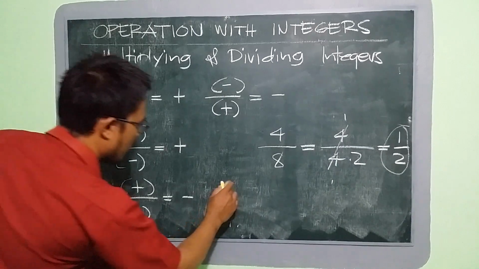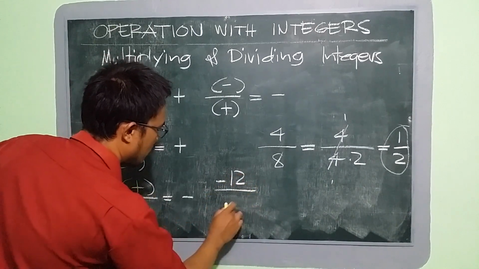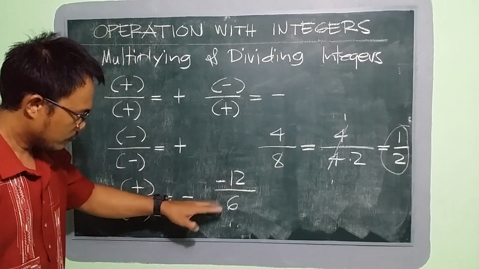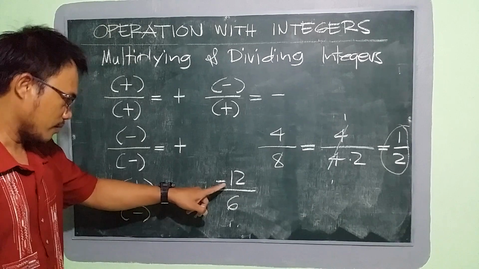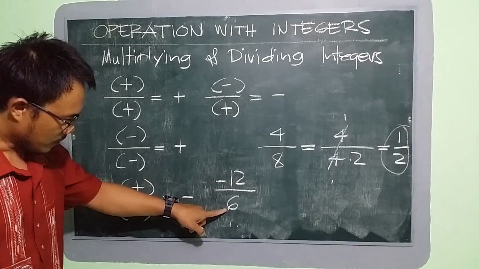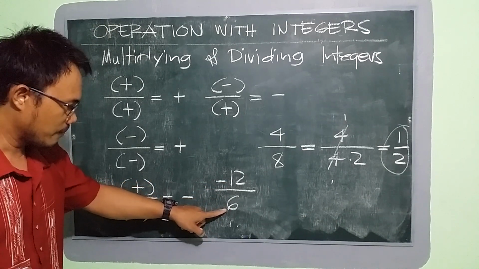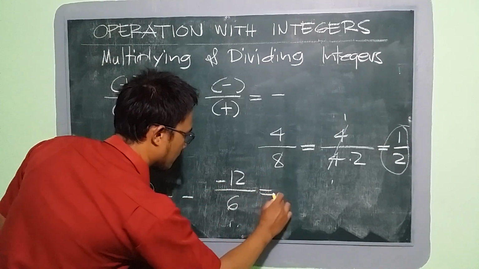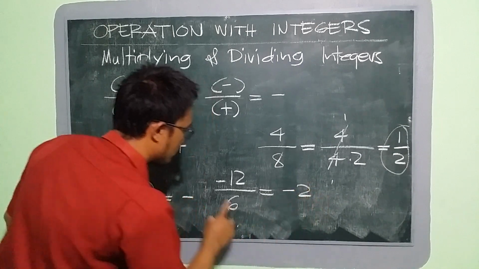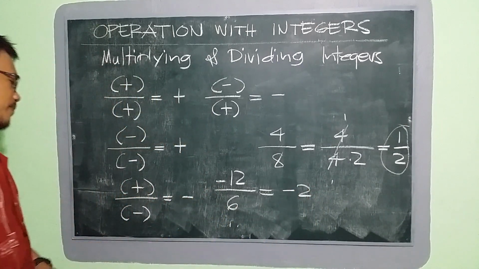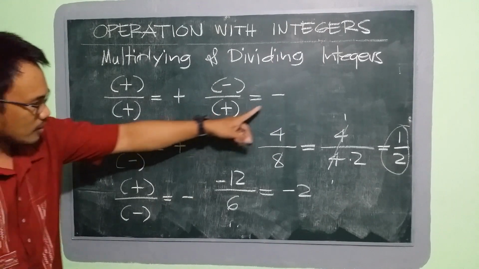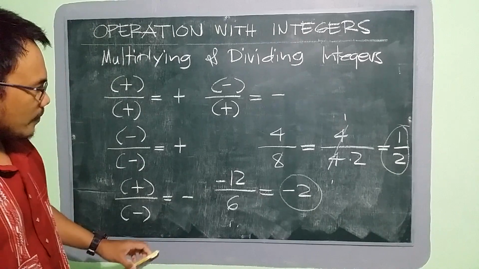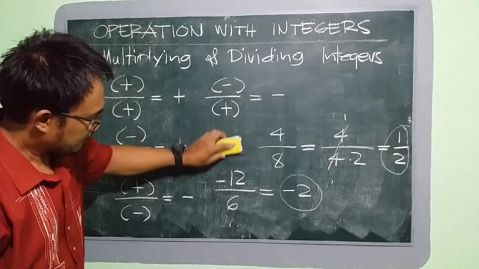Now how about if we have negative 12 over positive 6? Since we have two different sign numbers, one is negative and the other is positive. Negative 12 divided by positive 6, the result is negative 2. Since they have different signs, negative divided by positive, the result is negative. So we have negative 2 as our result.